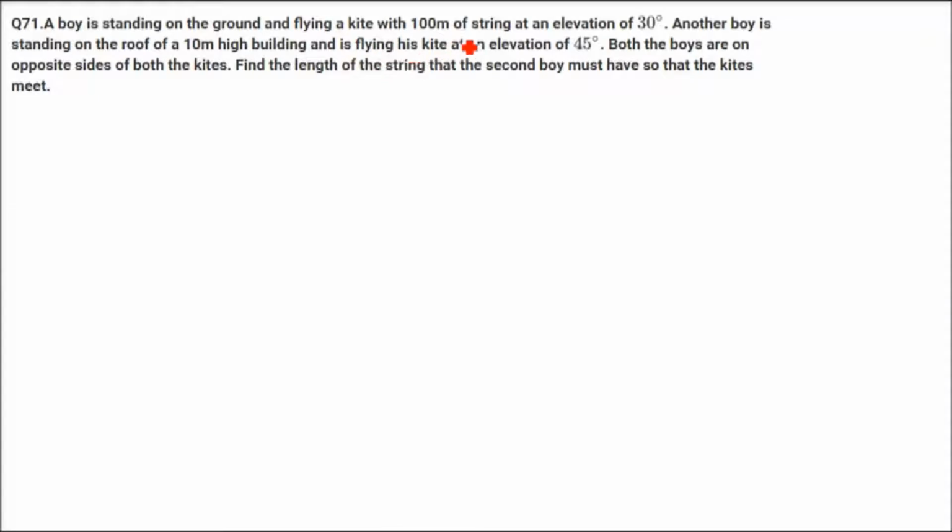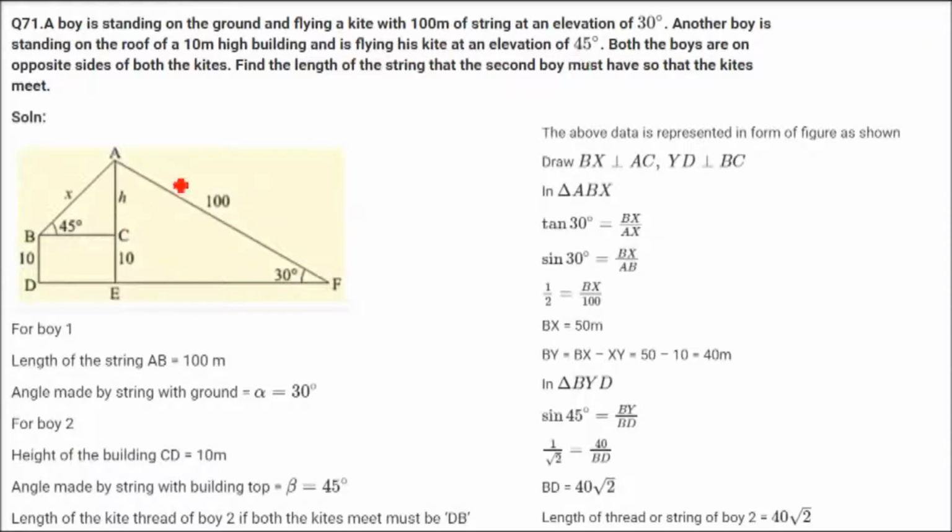A boy is standing on the ground and flying a kite with 100 meters of string at an elevation of 30 degrees. So here is a boy who is standing on the ground. This is the boy. He is standing on the ground and he is flying a kite. So it is at 30 degrees. And this is the string.